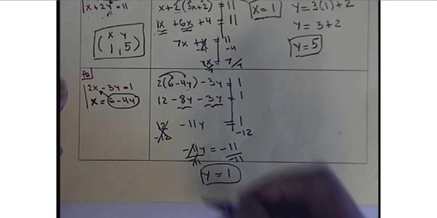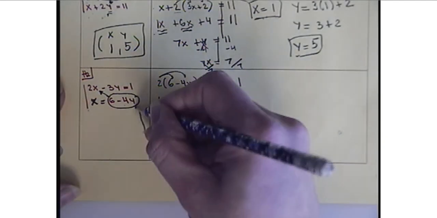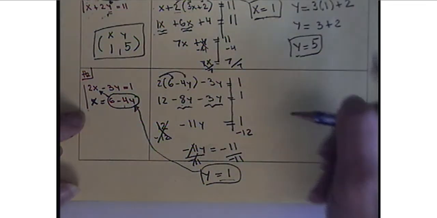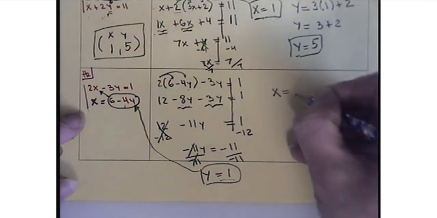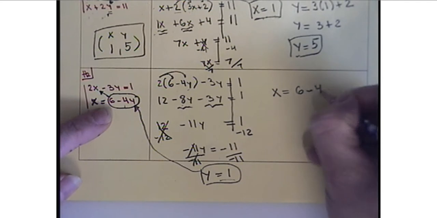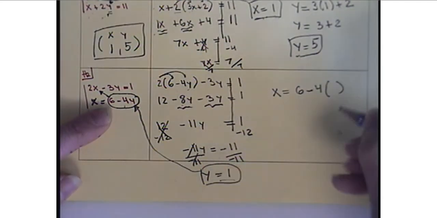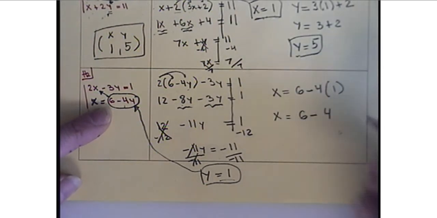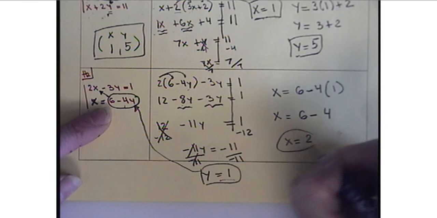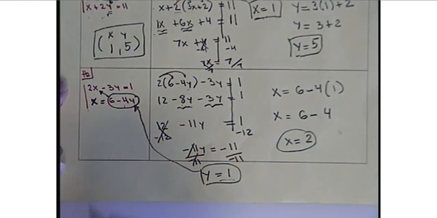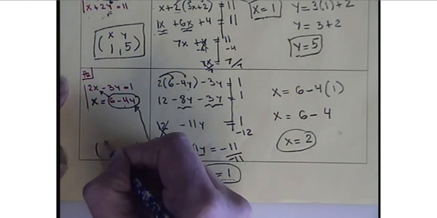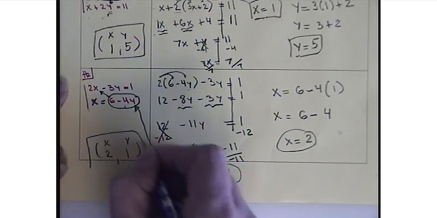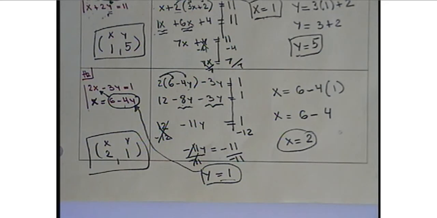Now, remember, you go back to the circled equation to substitute y with the value 1 and calculate what x is equal to. So x will be equal to 6 minus 4 times y, which is 1. So x is equal to 6 minus 4 times 1, which is 4... so x equals 2. Once you have both variables, now you can write down the final solution, x and y. So x is 2, y is 1, and that will be the final answer of this problem.